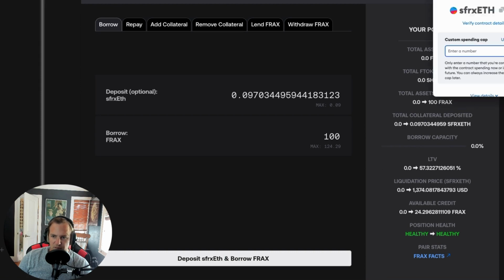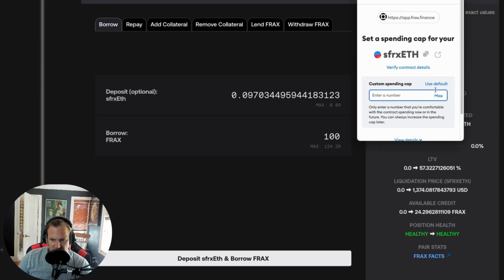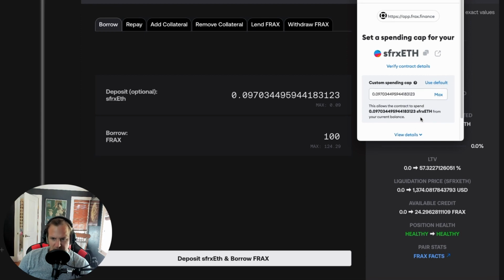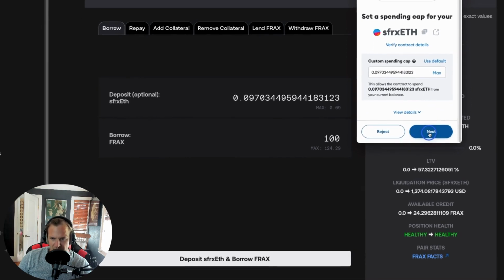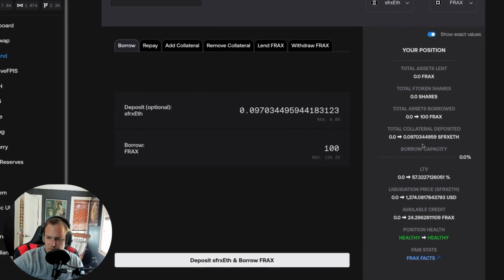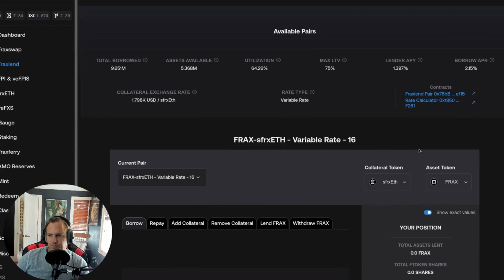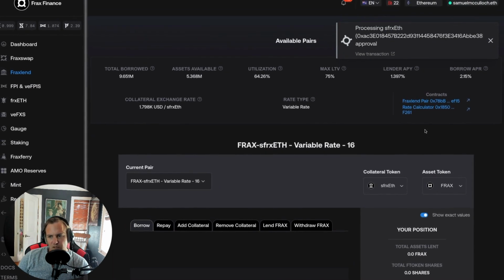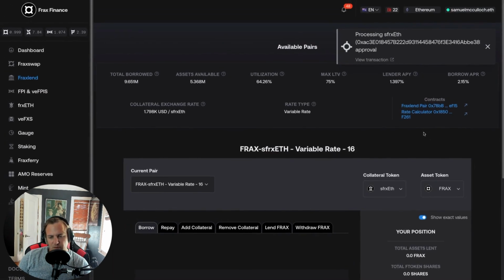It's pretty easy. We're just going to put max and hit next. And we're going to approve. And we're going to approve it. And let's see what happens. So we have to do the approval transaction, and then we will do one more transaction to pull out the sfrxETH.